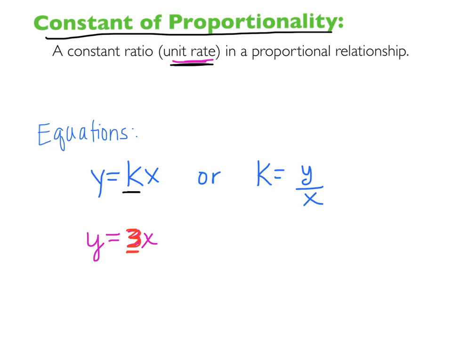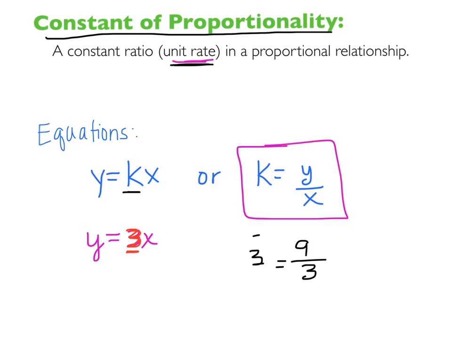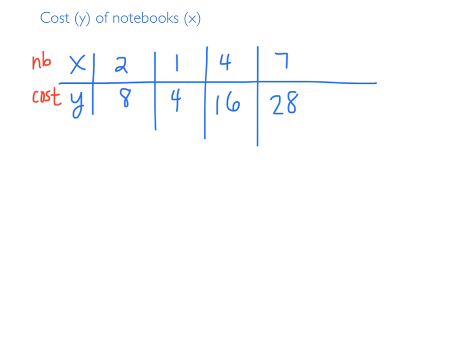Now, sometimes you're also going to see it like this. If you take whatever your y is and divide by the x, that's going to give you your unit rate. So you might see it written like this. So again, if I said it costs $9 for 3 baseballs, and I divided that out, I would get 3, which is my unit rate. So that's what the constant of proportionality is. Another way to just think about it is the unit rate.